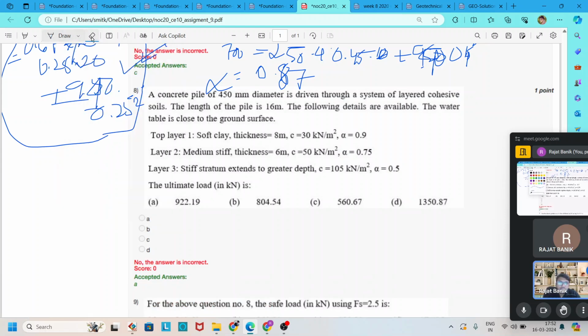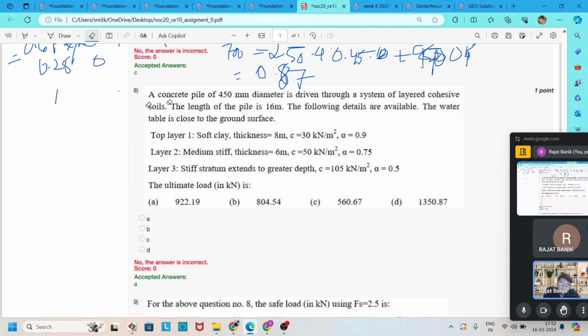Now move on to question number 8. So question number 8 says that a concrete pile of 450 diameter is driven through a system of layered cohesive soil. The length of the pile is given as 16 meter. The following details are available.